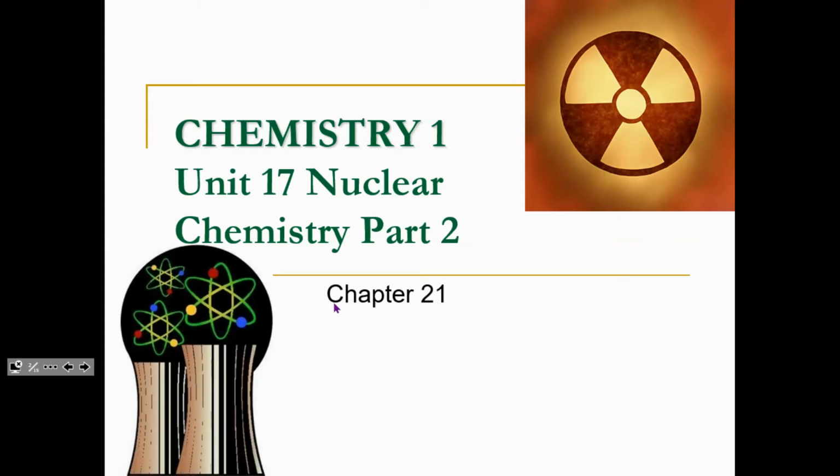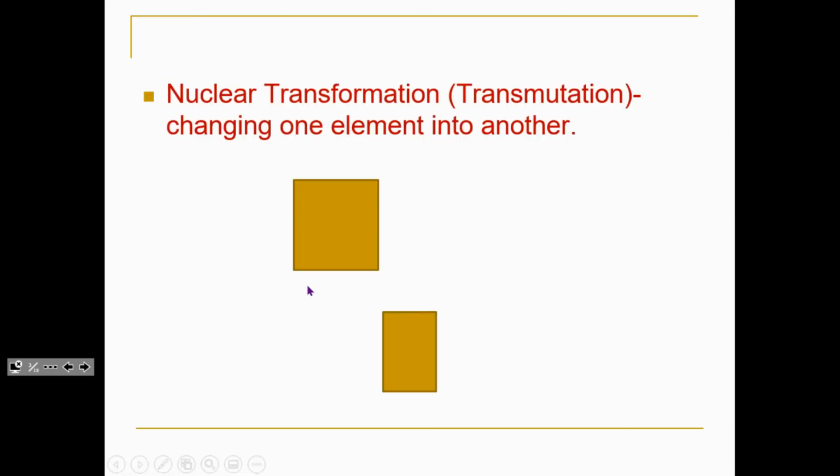Howdy students, this is going to be Nuclear Chemistry Part 2. In this video, we're going to talk about transmutation. We're going to look at half-life. We're going to look at a decay series, and then we're going to finish by talking about carbon-14 dating. So let's get to it.